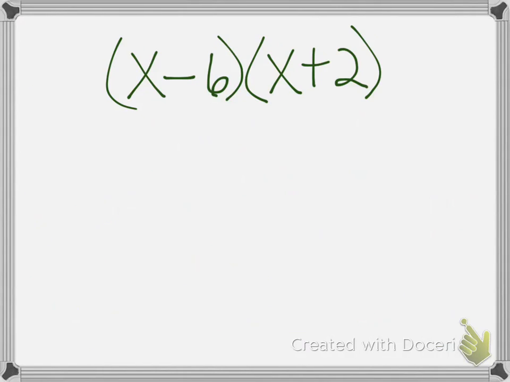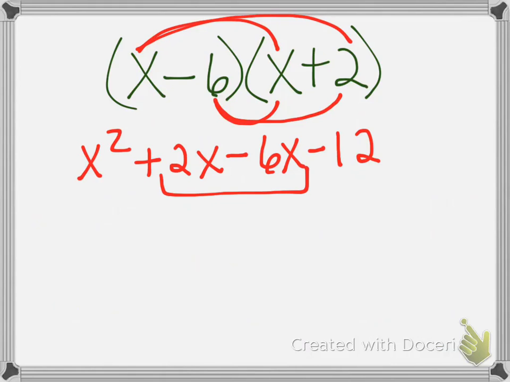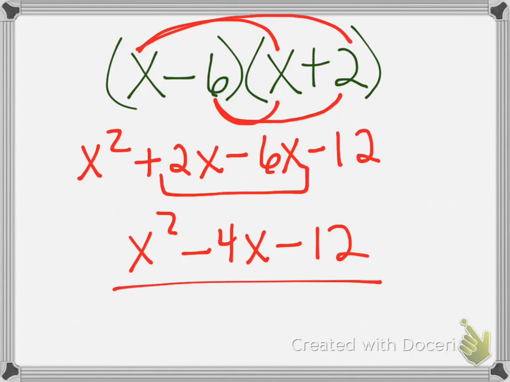So let's look at another one. If I do first times first, that's x squared. If I do outside times outside, that is plus 2x. If I do inside times inside, I have minus 6x. And if I do last times last, I have minus 12. Combine these two like terms here, and I have x squared minus 4x minus 12 for my quadratic expression.